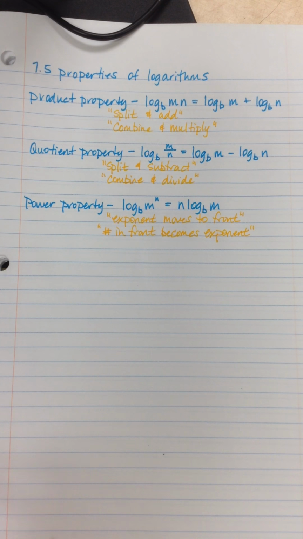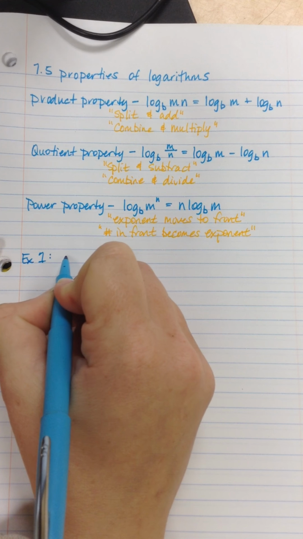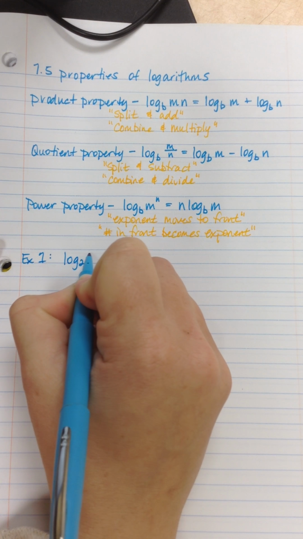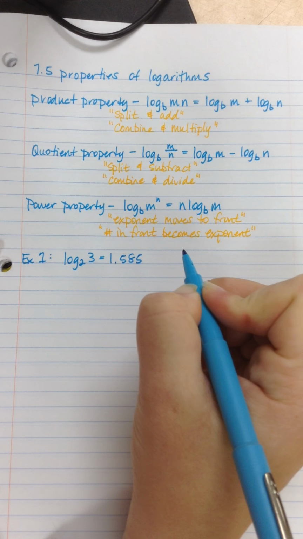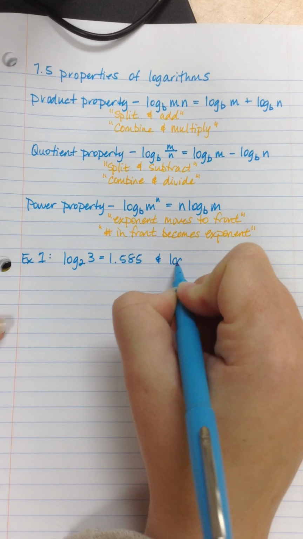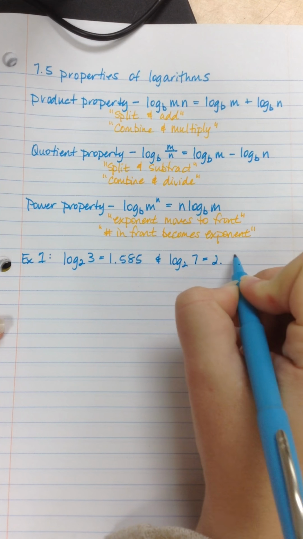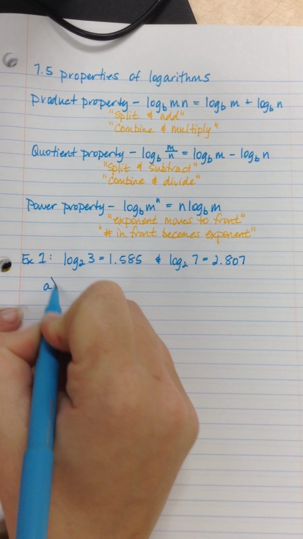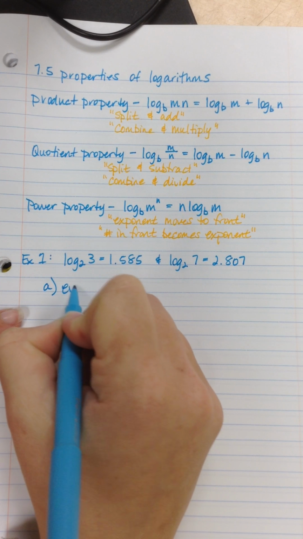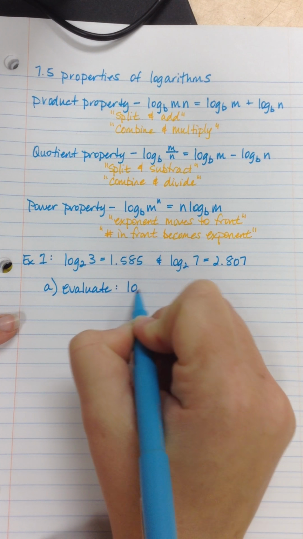Okay, let's work with a few of these properties. Here is example 1. I've got log base 2 of 3. I'm going to tell you that that equals 1.585. I'm also going to tell you that the log base 2 of 7 equals 2.807. We're going to need this information with these first few examples. So example A. I want you to evaluate the problem.